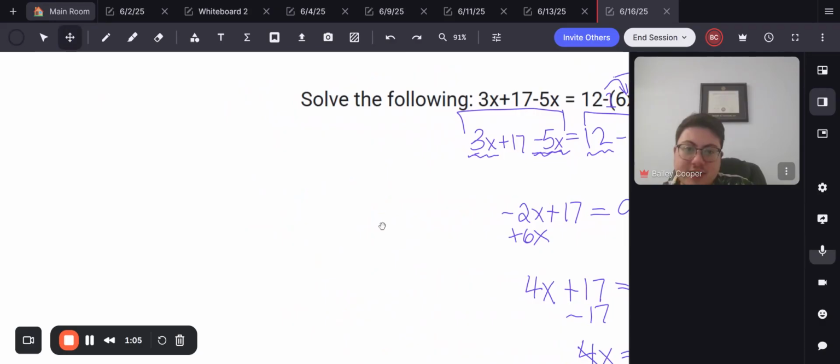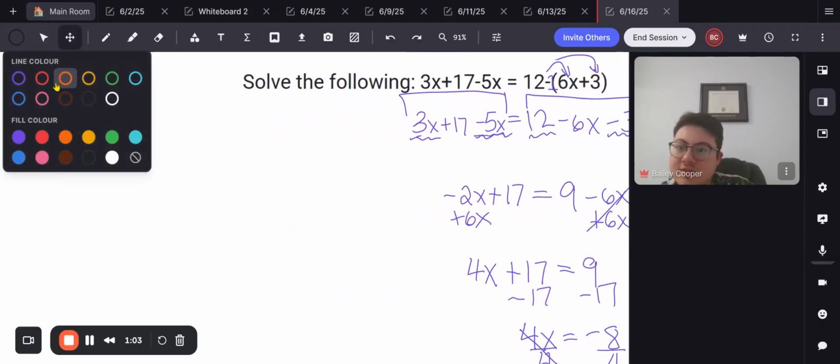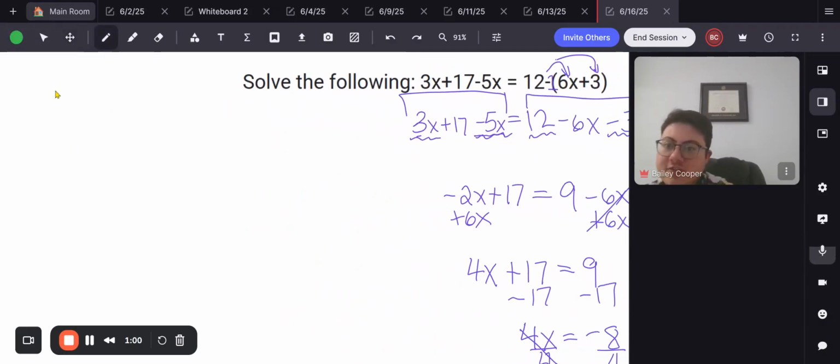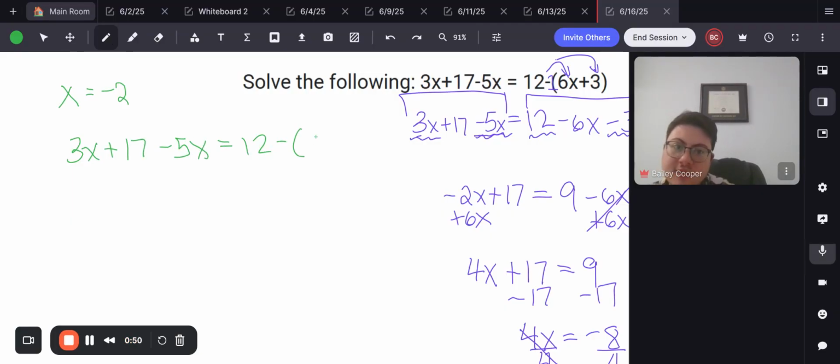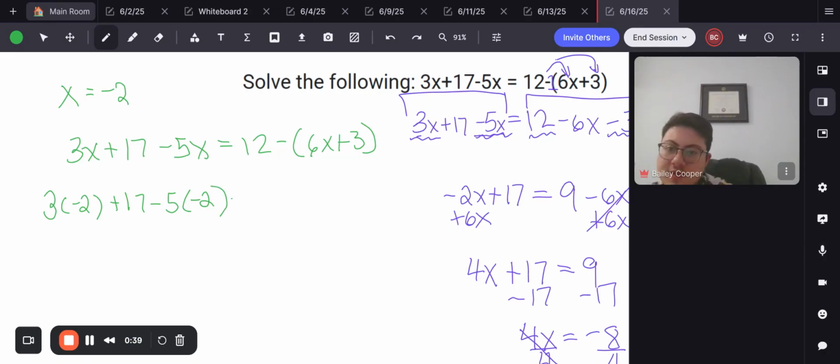I'm going to do this over here in a different color. We're going to check our answer. Our answer was x equals -2. You can check that by plugging it back into the original equation. So I'm going to write the original equation here. 3x plus 17 minus 5x equals 12 minus 6x plus 3. And then let's plug this -2 in and see what happens. 3 times -2 plus 17 minus 5 times -2 equals 12 minus 6 times -2 plus 3.